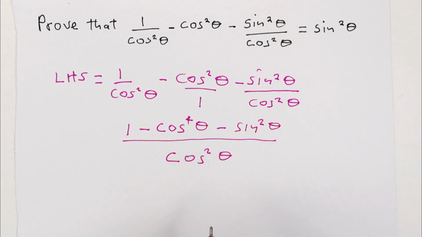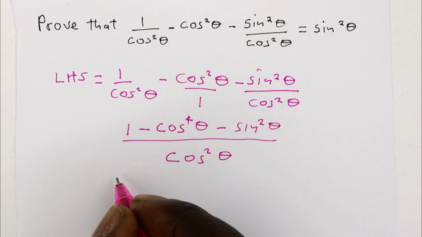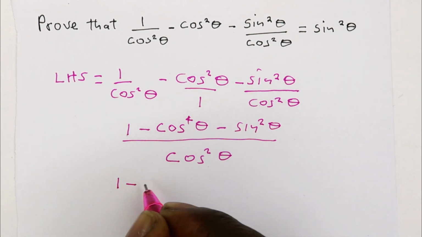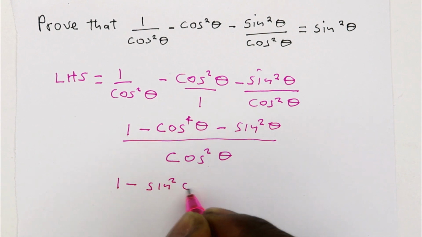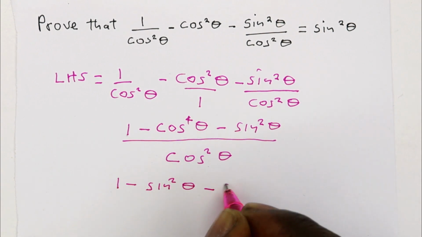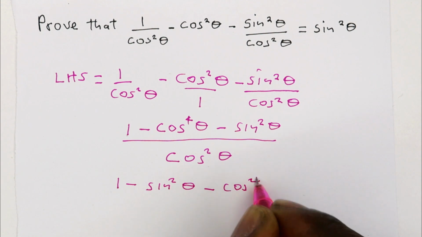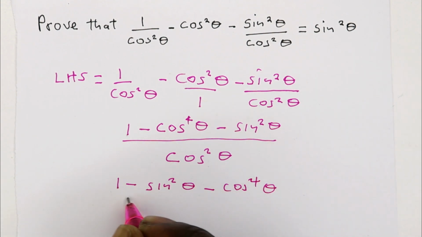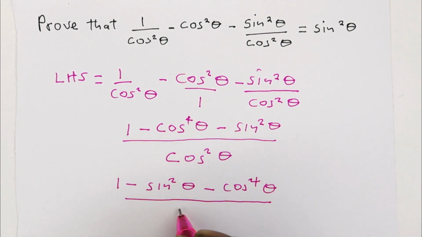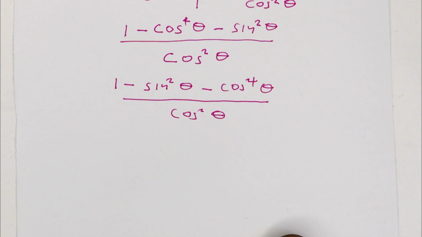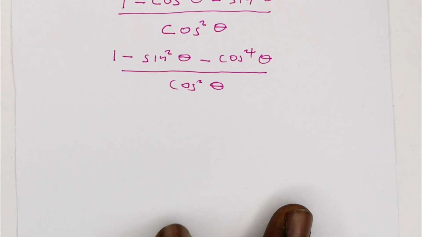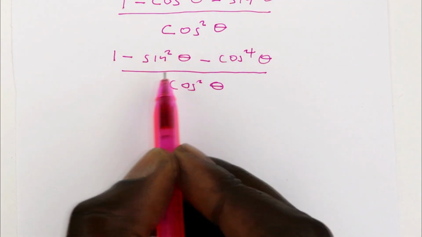So what we need to do in this case is rearrange the numerator. We can rewrite it as 1 minus sine squared theta minus cos to the power 4 theta over cos squared theta.